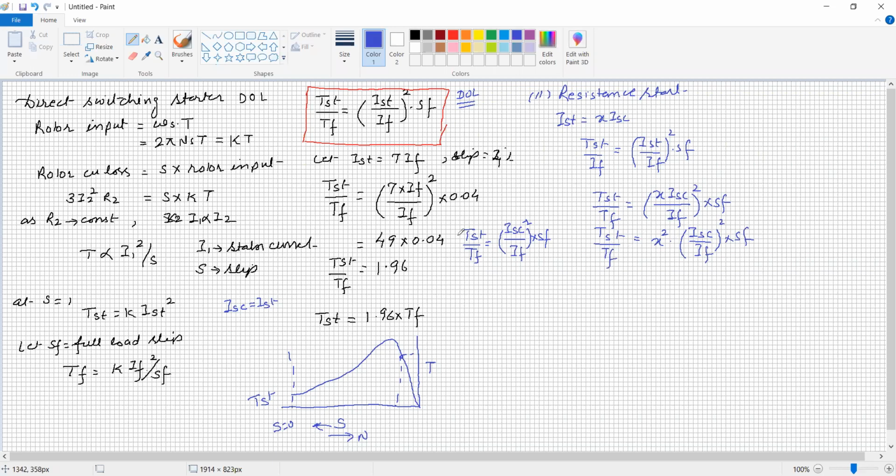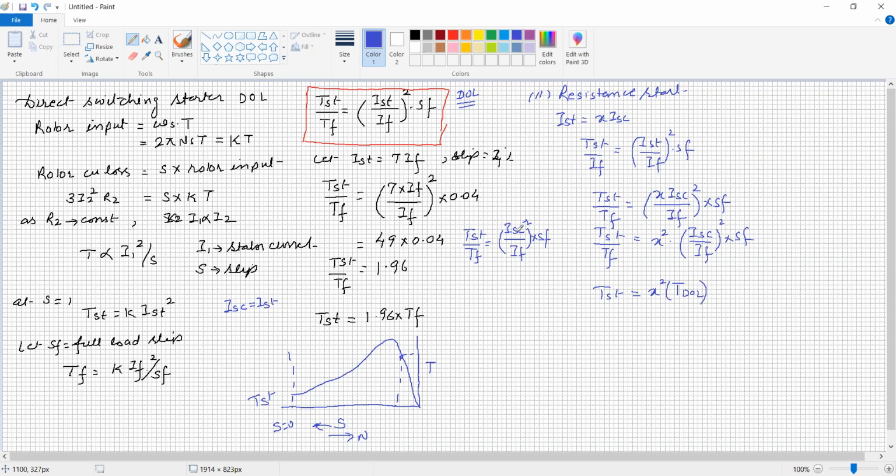So we can say that starting torque divided by full load torque is equal to X square times the torque developed by DOL starter. Look, what will the torque developed by the starter be? Starting torque is equal to X square times the torque developed by DOL starter. Yes or not? It is very simple.